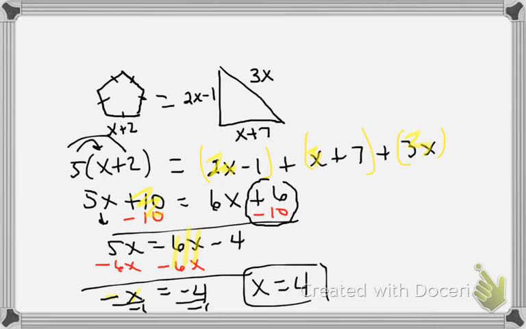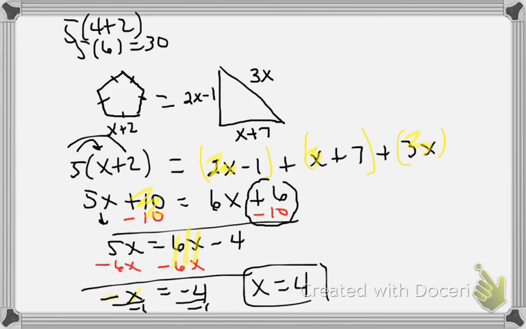Alright, now that I know that x equals 4, I can actually plug it in. So remember, I'm going to put a 4 in for x. And so when I do, I get 5 times 6, this is going to be 30. So the perimeter of the pentagon is 30.